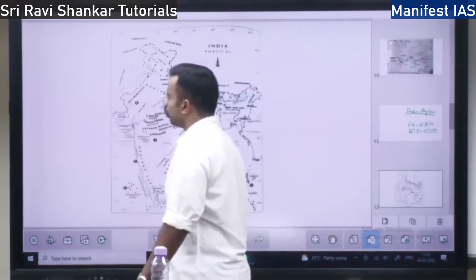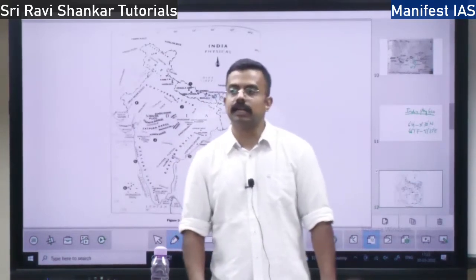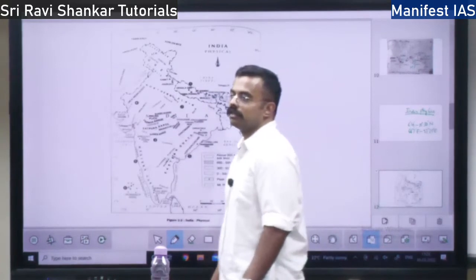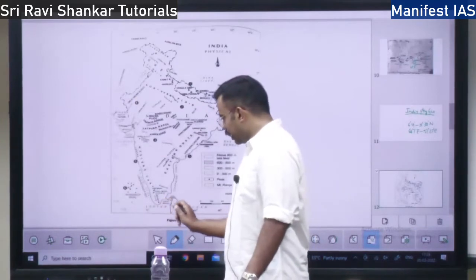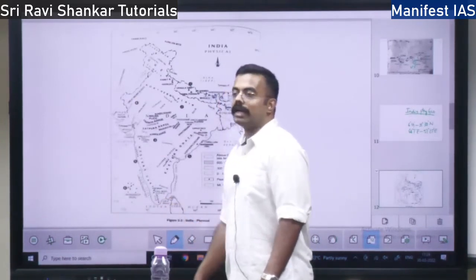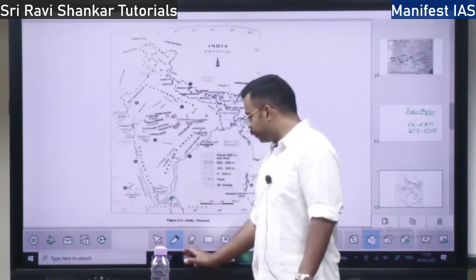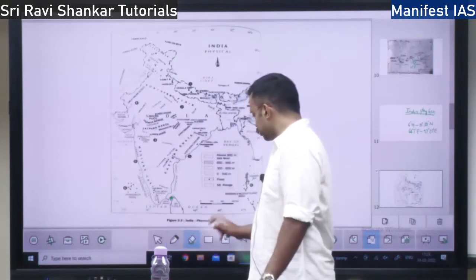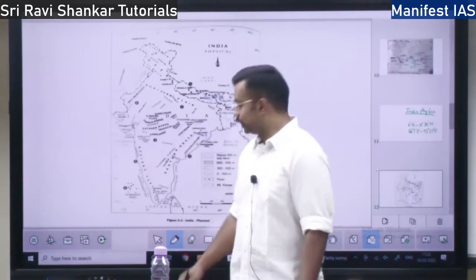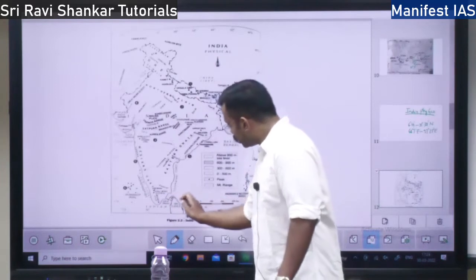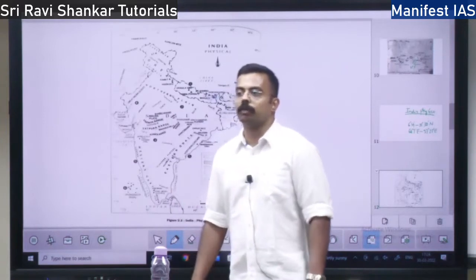So when we talk about the peninsular block, what forms the boundary? See, this is the Indian peninsula. Peninsula means what? Three sides water, one side land. What is a Gulf? Three sides land, one side water. So you have the Gulf of Mannar. What is a strait? Here there is this Pak Strait. P-A-K Strait. What is the meaning of strait? It is a narrow passage between two big water bodies. See, here you have one big water body. Here on this side also you have one big water body. Here Pak Strait is connecting both these big water bodies, right?